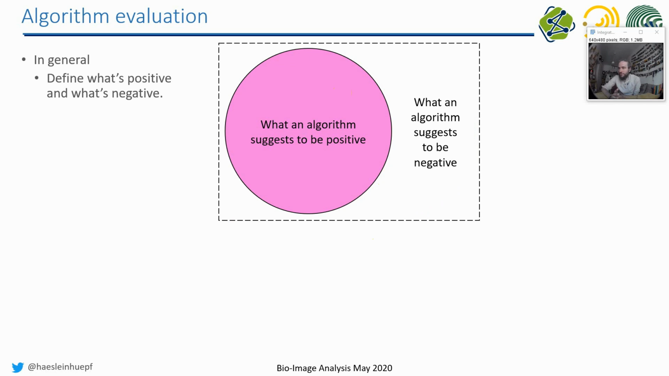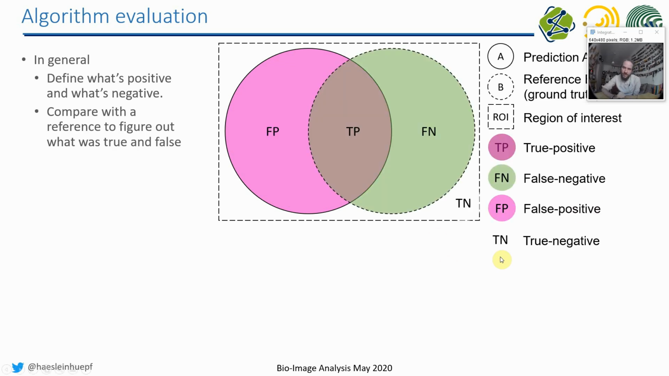So we now want to evaluate to what degree the algorithm and the ground truth actually say the same. So this is what we now do under the headline algorithm evaluation. And therefore we draw a bit more complicated diagram showing the overlap between these two regions. And now we have to differentiate. We don't have just positive and negative anymore. We have to differentiate now in true positive, true negative, false positive, and false negative.